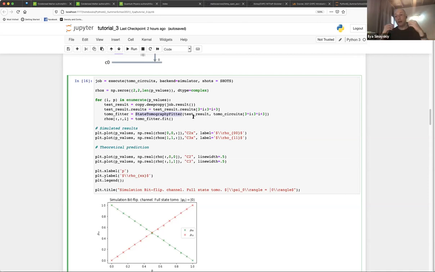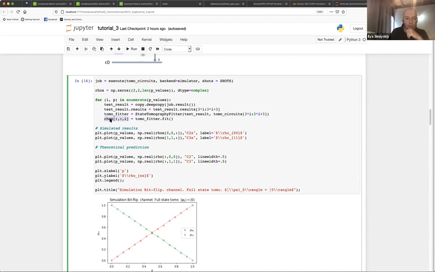Because if you take arbitrary measurements with the errors and just put them together, you might not get a physical state. For example, you do the measurements and the X, Y, and Z components don't sum up to one in squares. So for that, you need to do something like maximum likelihood. Luckily, you don't need to think about that, because Qiskit is taking care of that. And afterwards we plot it.